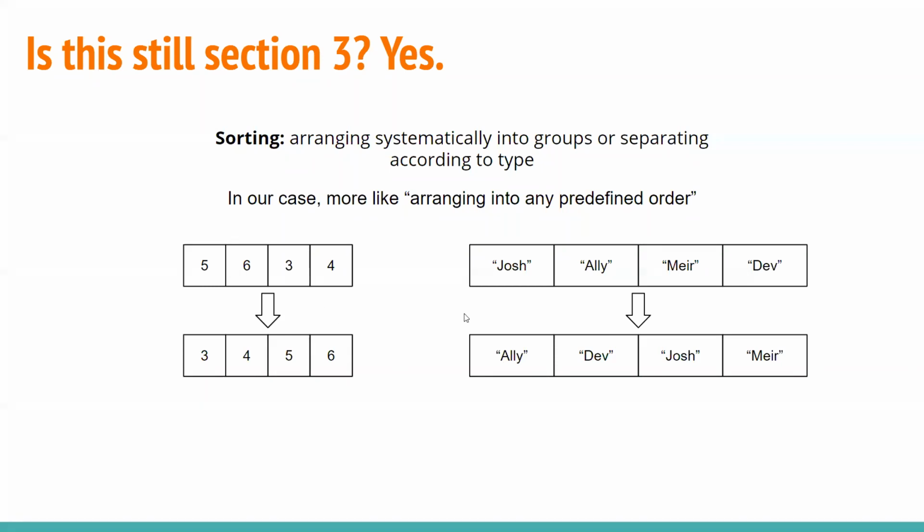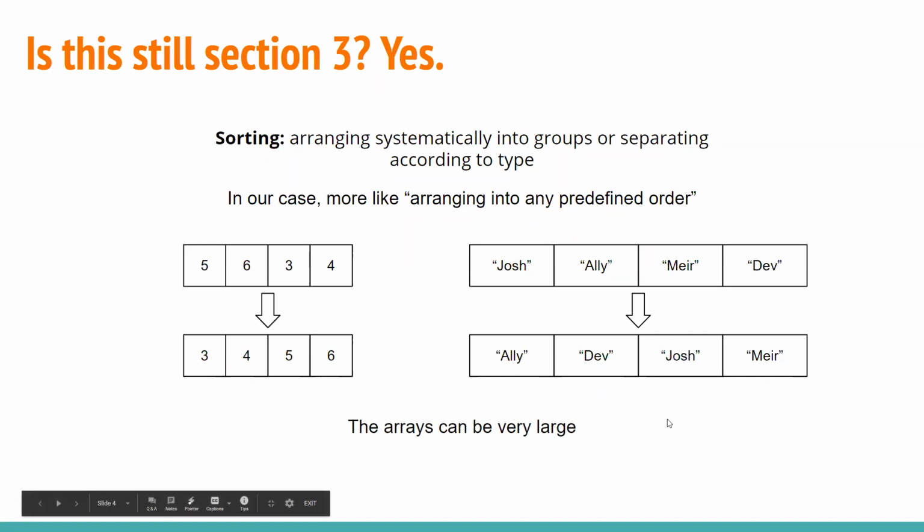So that's sorting, and you can see we have these data structures, and this is one of the ways that we order and work with them. We call it sorting: arranging into any predefined order. Now you have to remember these arrays can be very large.